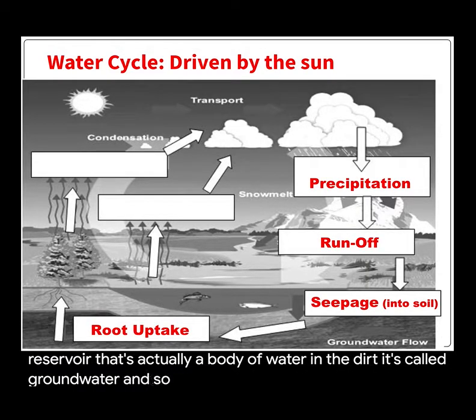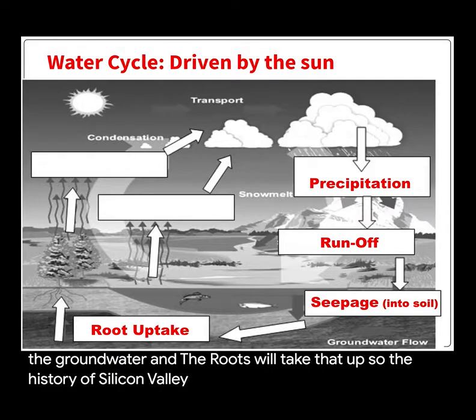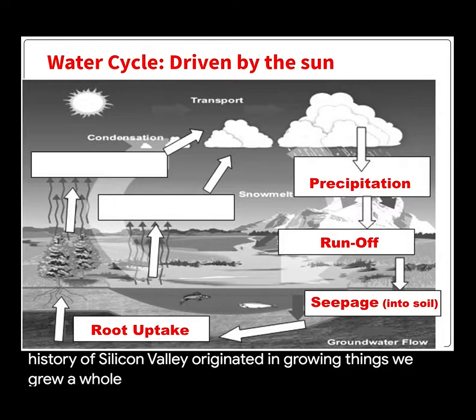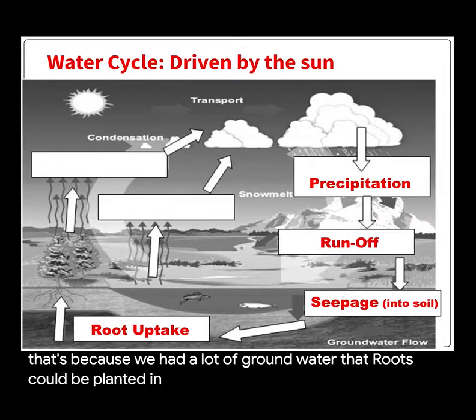And so what happens is this water will seep into the groundwater and the roots will take that up. So the history of Silicon Valley originated in growing things. We grew a whole bunch of stuff in our valley that we live in, and that's because we had a lot of groundwater that roots could be planted into and take advantage of and grow.